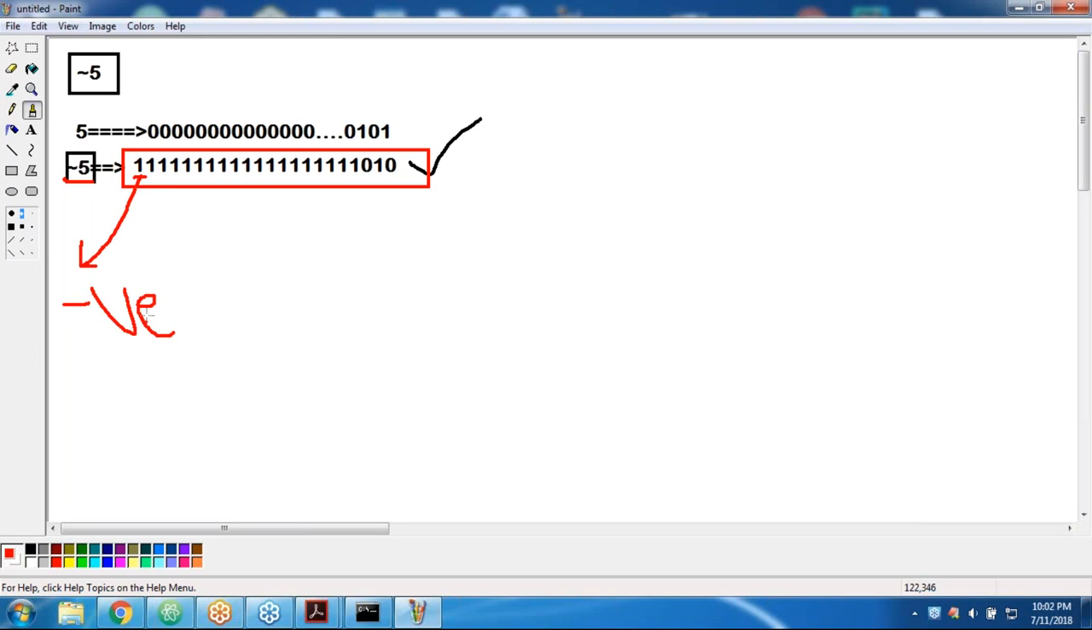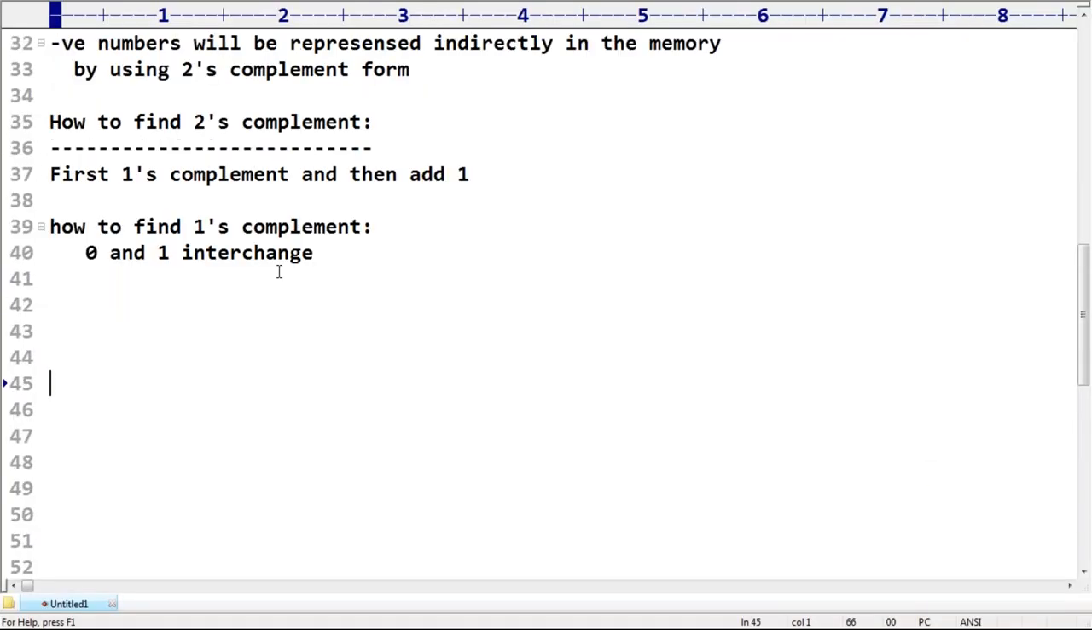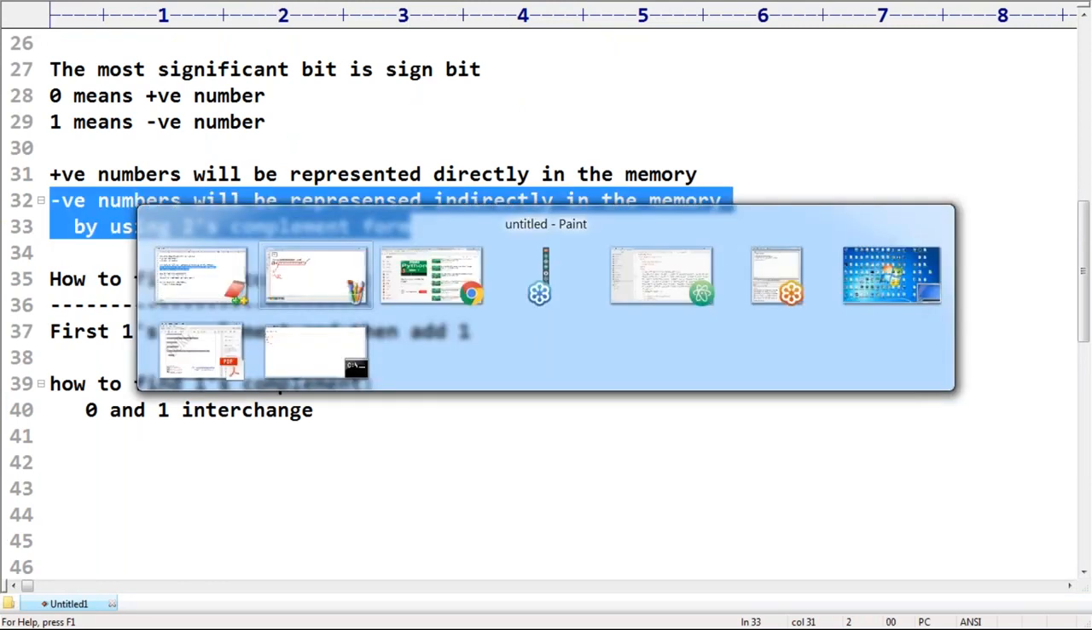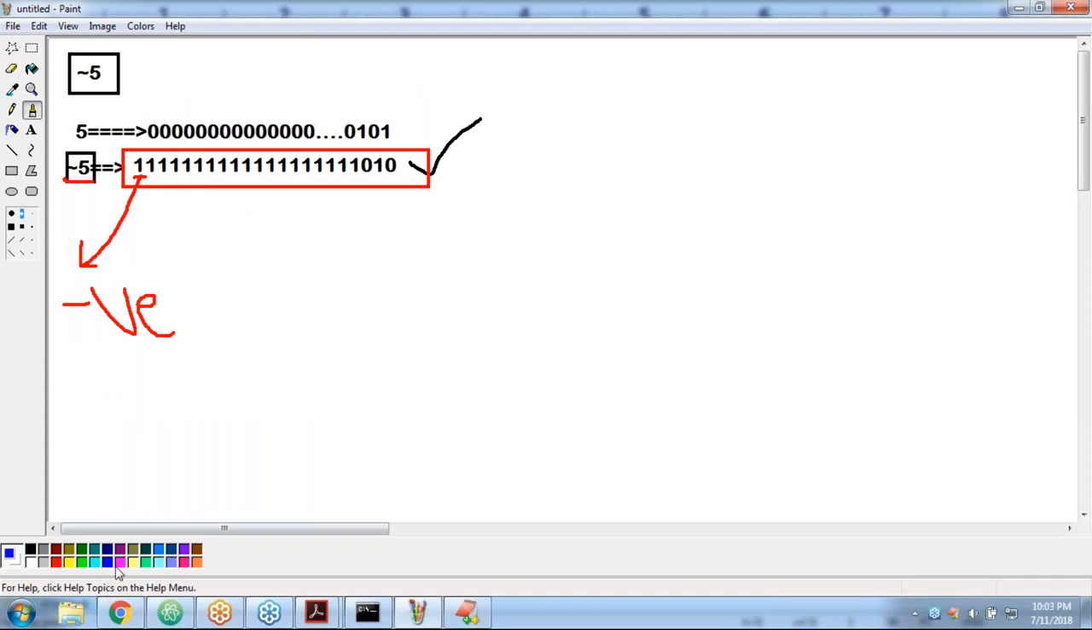Sir, if it is a negative number, then the remaining bits won't represent value directly. The remaining bits represent value in 2's complement form. For the remaining bits, we have to apply 2's complement form. Because the most significant bit is 1, it means a negative number. So first find the 2's complement form of this one, then automatically you will get the value. Most significant bit means the first bit, Lakshmi. Clear up to this? Yes.